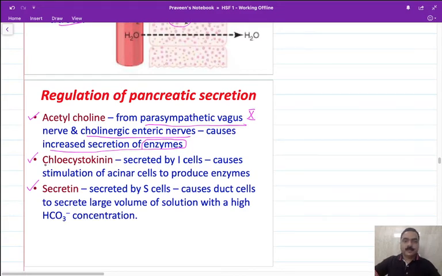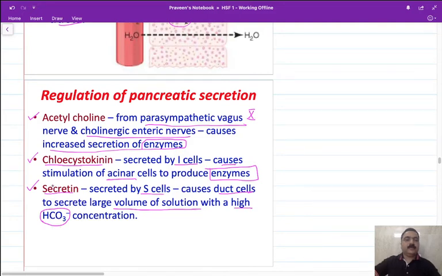In the same way, the CCK, secreted from the I cells, causes the acinar cells to produce enzymes. So both acetylcholine and CCK help to increase the production of enzymes, whereas the secretin, coming from the S cells, causes the secretion of what? Bicarbonate. Because it stimulates the duct cells and secretes a large volume of solution with high bicarbonate.